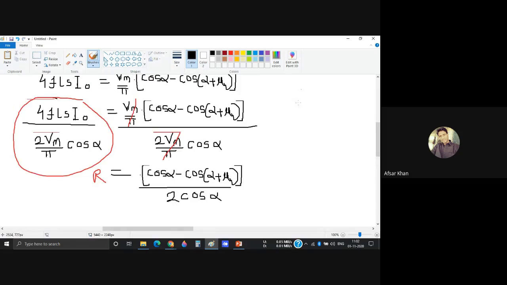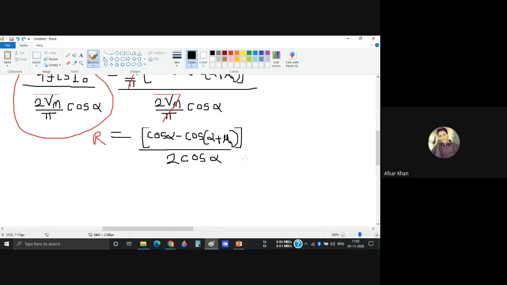If the overlapping angle is given, and alpha is already given, then the problem is very easy. Students, directly put the value of the overlapping angle mu. But in this problem the overlapping angle is not given. In some problems it may be given. So how to calculate that? For that, first we'll calculate LS.